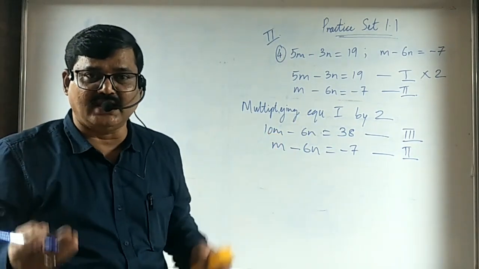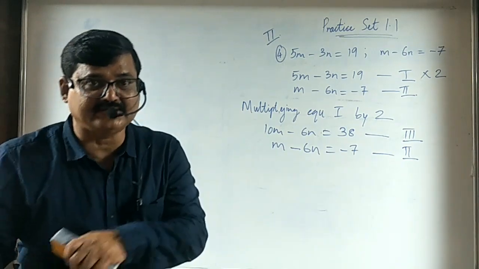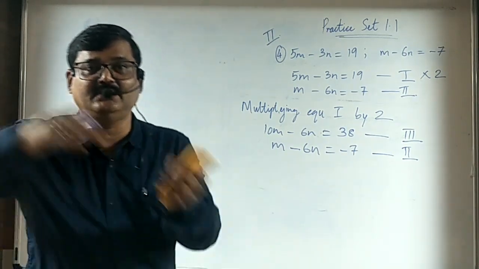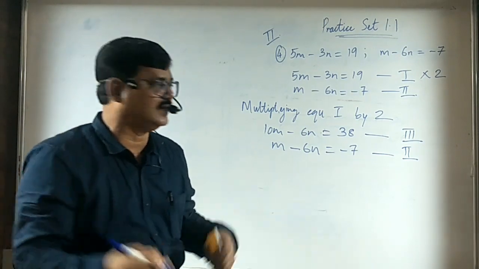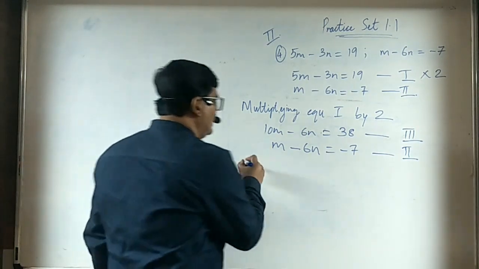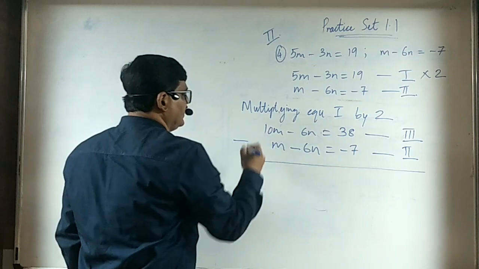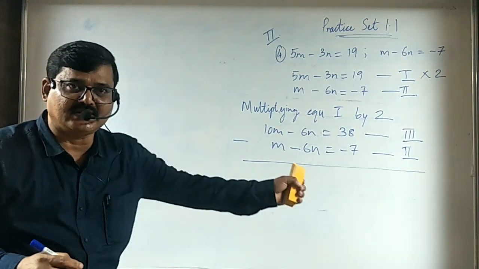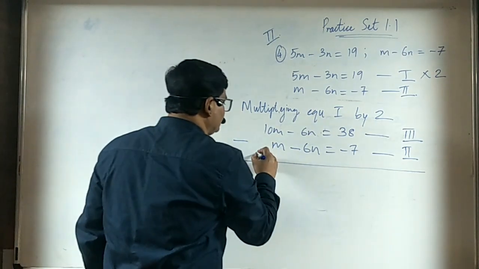If both have the same sign, it is subtraction. Same sign, subtraction. Do you remember? I told you that. So what I try to do here is subtract this equation. When I do the subtraction, the sign of the second equation will change. So this will be minus here.